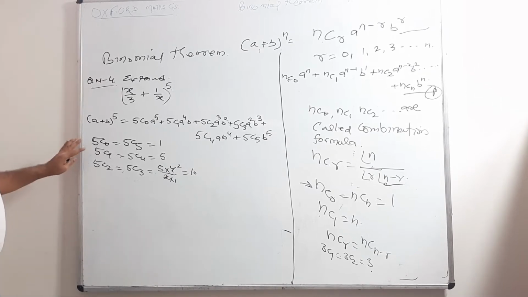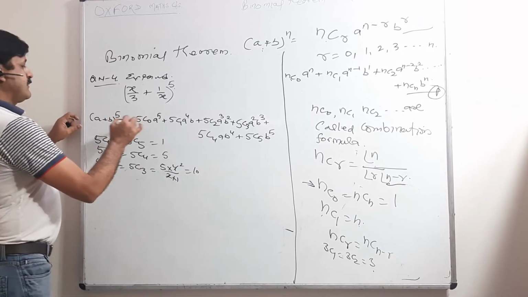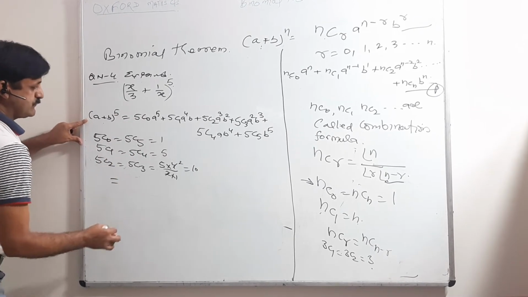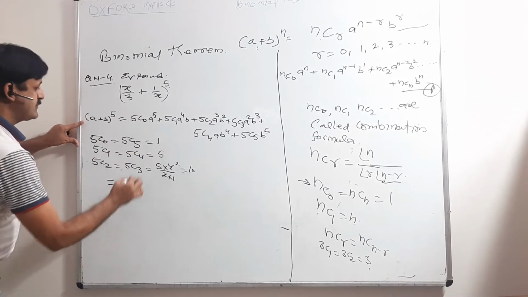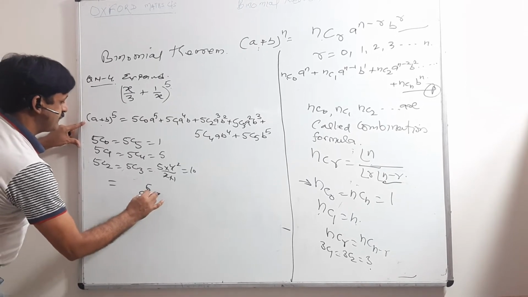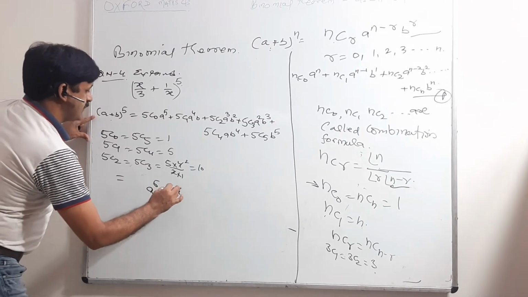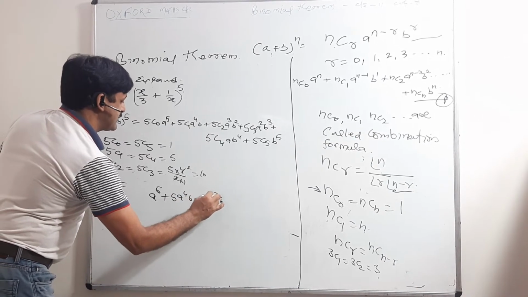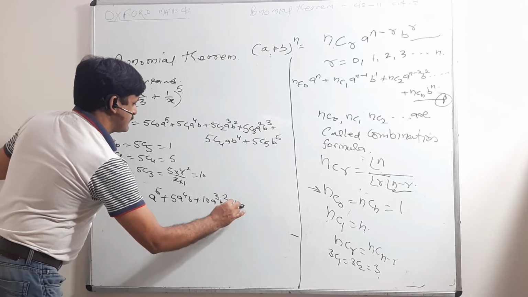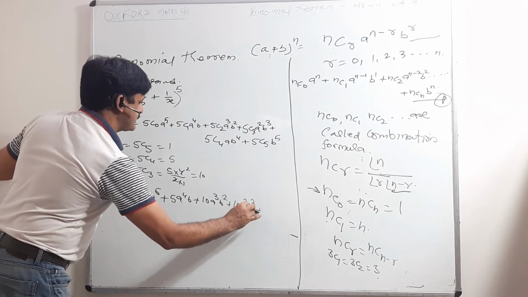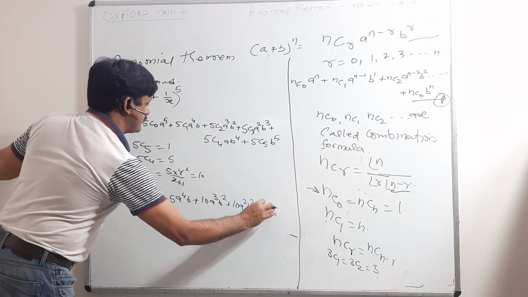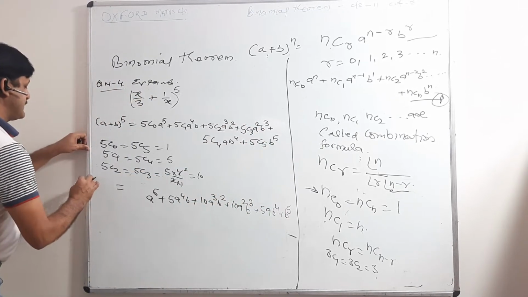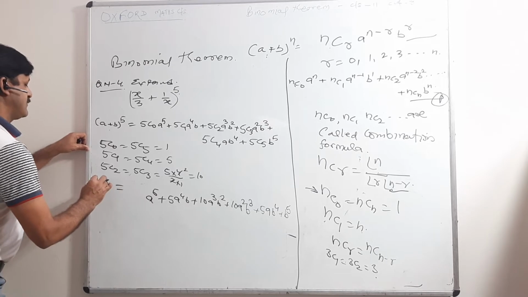So put these values in (a plus b) whole power 5. This becomes 5C0, which means 1, a to the power 5 plus 5 a to the 4 b plus 10 a cube b square plus 10 a square b cube plus 5 a b to the 4 and plus b to the power 5. That is the expansion of (a plus b) whole power 5.